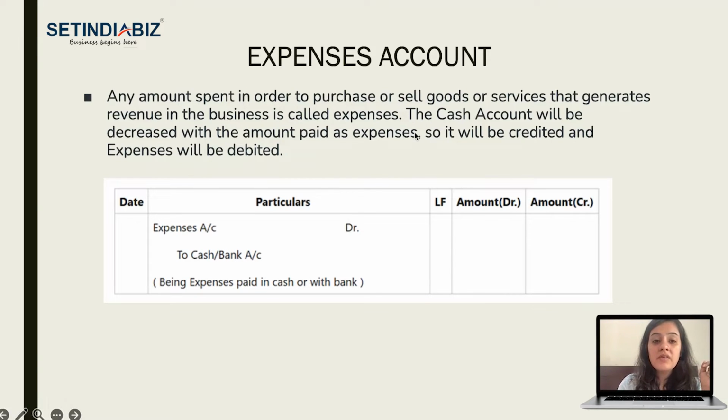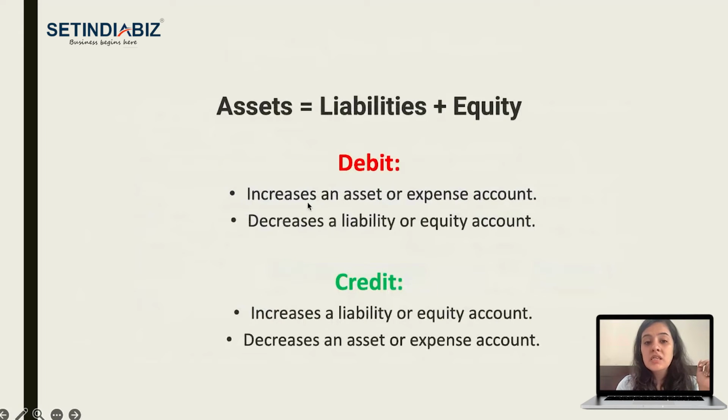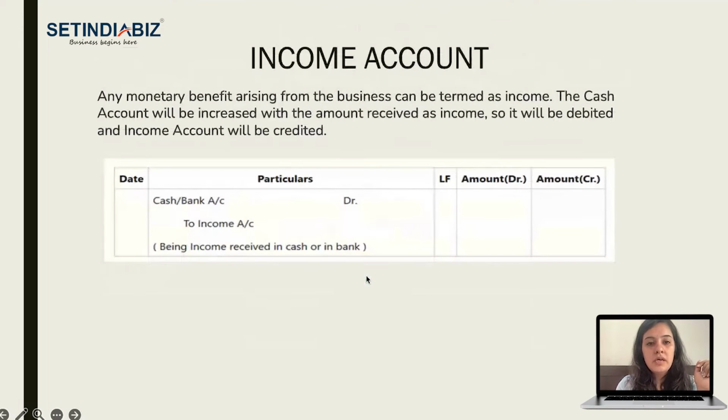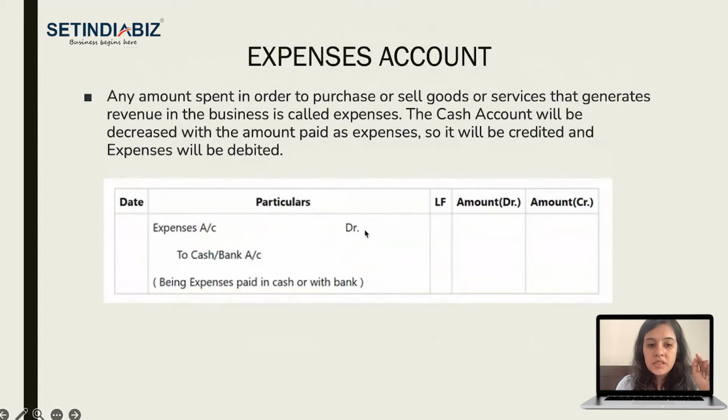Whenever expenses are increased, or an asset is increased, it will be debited. A decrease of an asset will be credited. So the expenses account will be debited because expenses are being increased. Increased means we are actually paying towards expenses. Those expenses we are paying will be debited. And cash, the asset, is being reduced, so that will be credited as per the debit credit rule. Being expenses paid in cash or with bank.